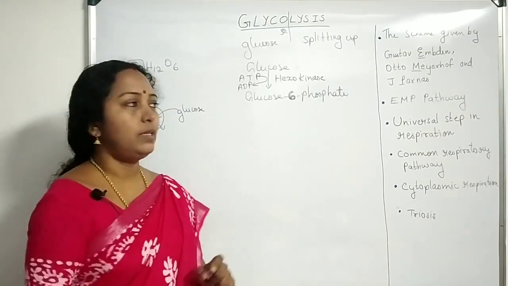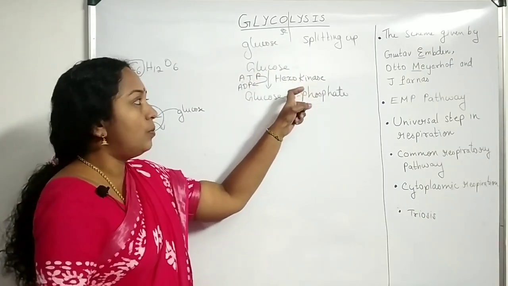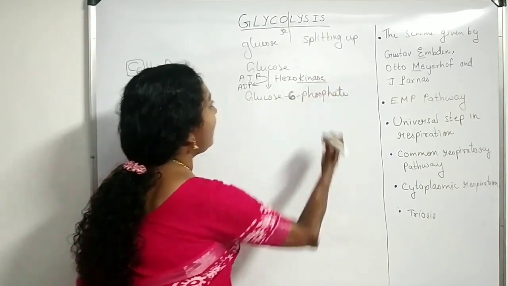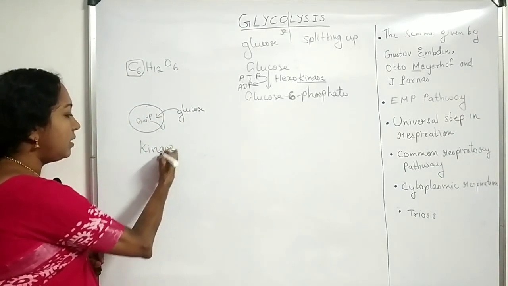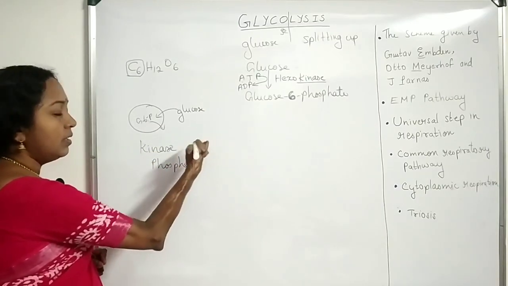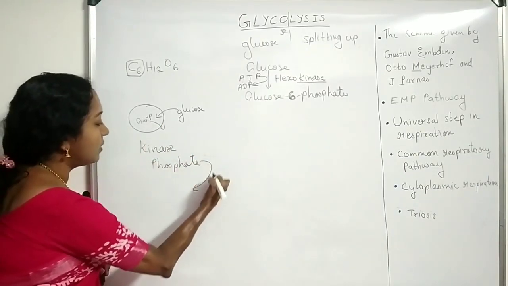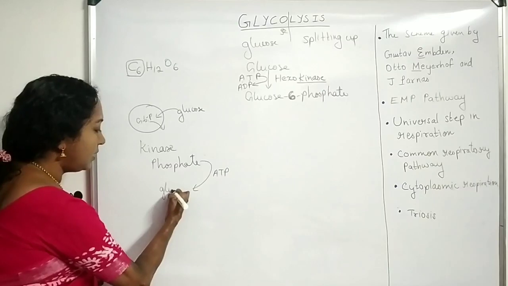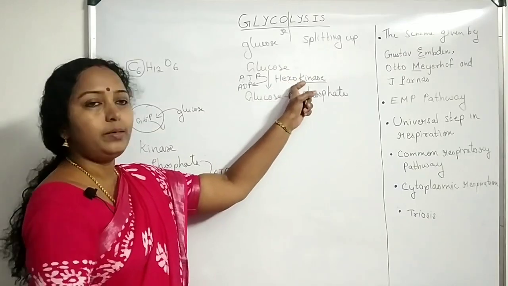Hexokinase. Let me just tell you here, hexo means 6 carbon compound. To the 6 carbon compound, what is getting added? A phosphate is getting added. So whenever you see the enzyme name kinase, what this kinase does is, it will transfer phosphate from a high energy molecule to another molecule. So here phosphate is getting transferred from a high energy molecule, that is from ATP, to glucose. So this addition of phosphate is done by the enzyme kinase.